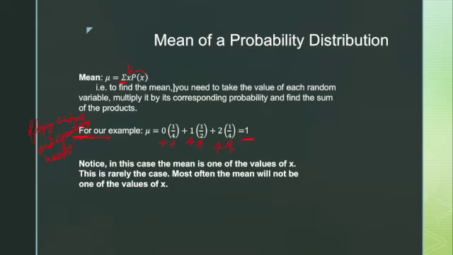Note, in this case, the mean is one of the values of x, but that doesn't have to be the case. In fact, it's actually rarely the case. Most often, the mean will not be one of our discrete random variable values.